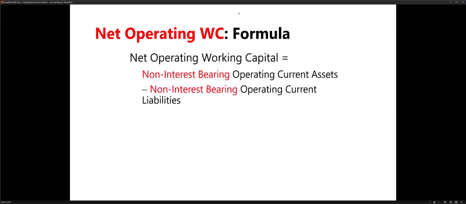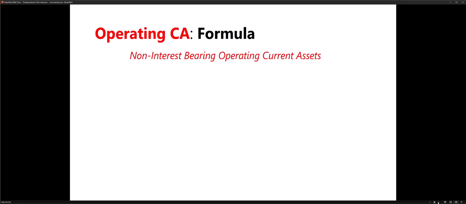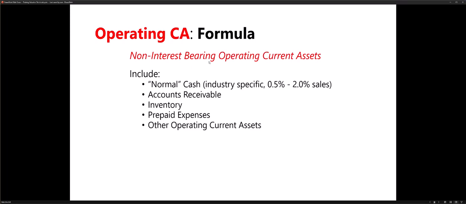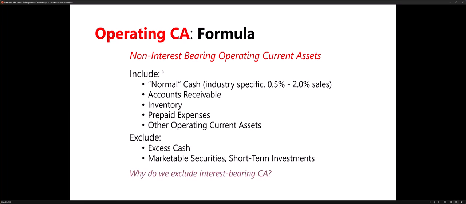So what is net operating working capital? It's the operating current assets, which are non-interest bearing, minus the operating current liabilities. It's important to mention that it should be non-interest bearing because why? We're not in the business of making interest. For example, the laundry business is not making money out of the interest because you're not borrowing money, you're not lending out money, and so we're gonna exclude those.